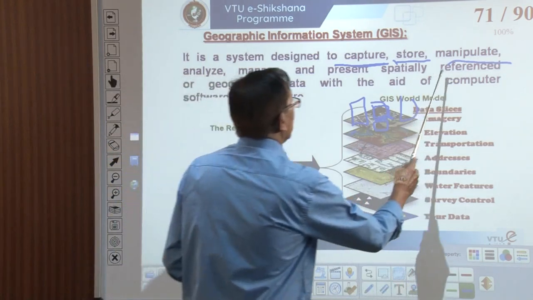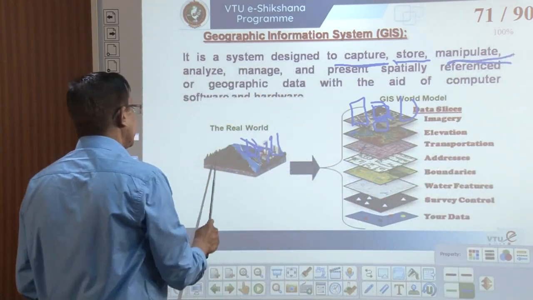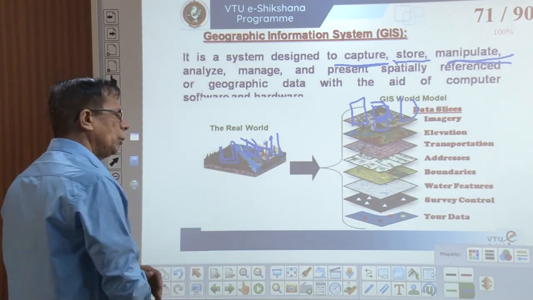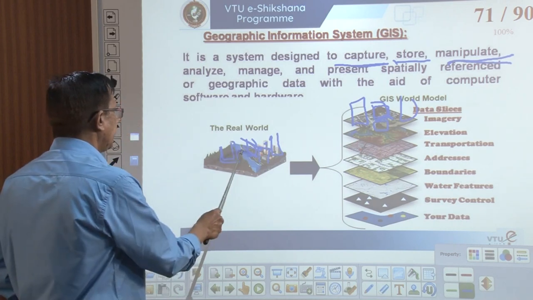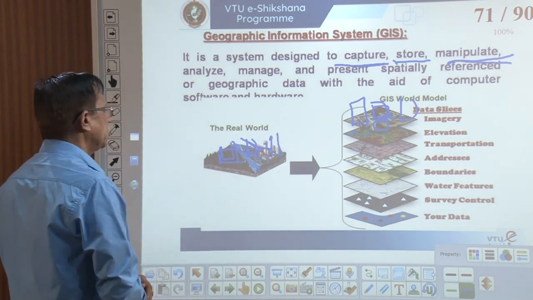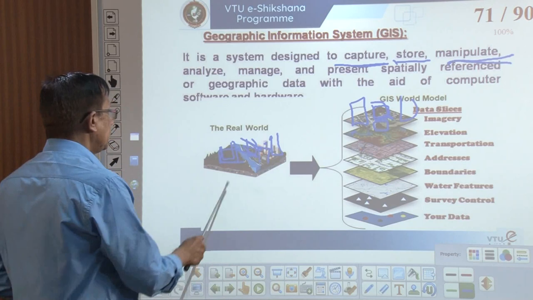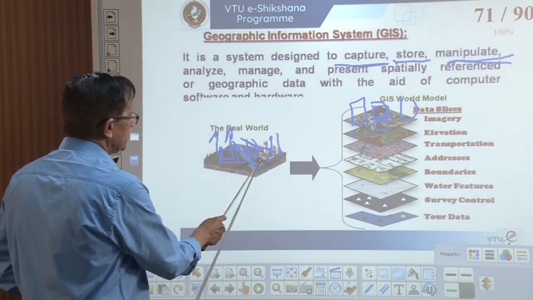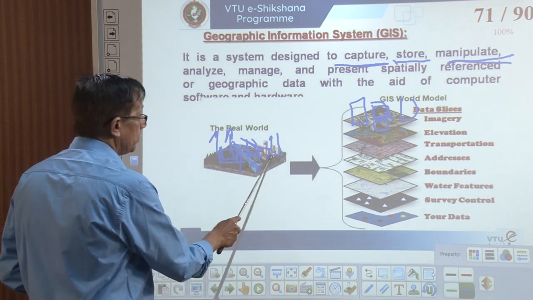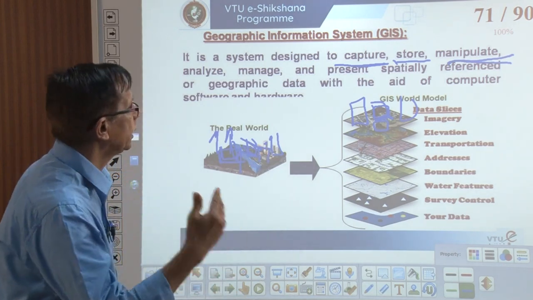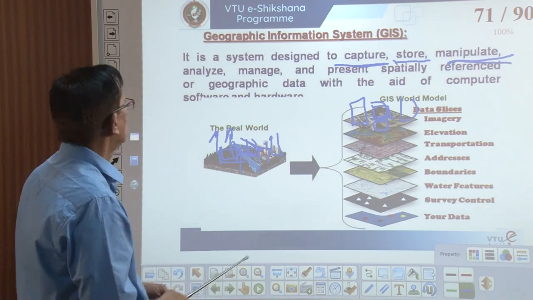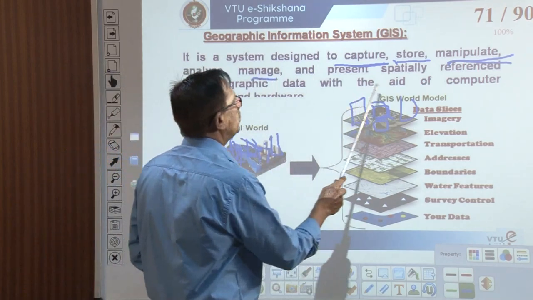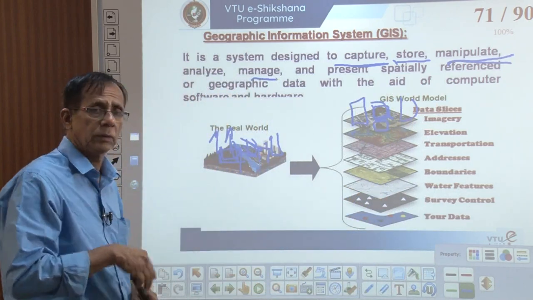Therefore, I can manipulate, for example, instead of 10 acres of land for a garden, if I have only 5 acres, how is it? If the garden is oriented like this instead, how does it happen? Instead of vegetation here, if I put vegetation there, what happens? All that kind of information is possible. I can analyze, manage and present it spatially.